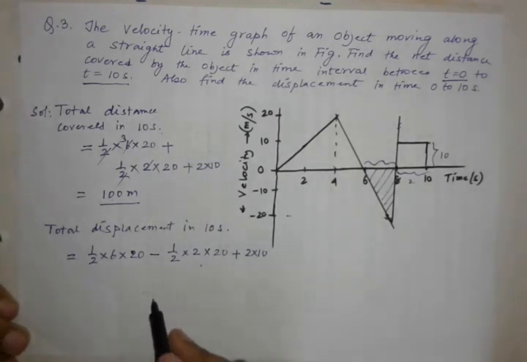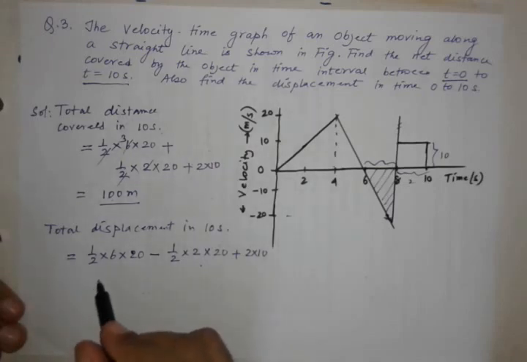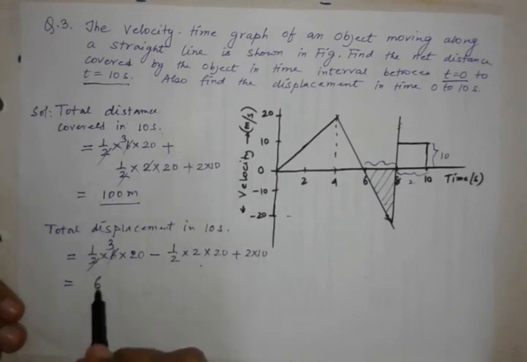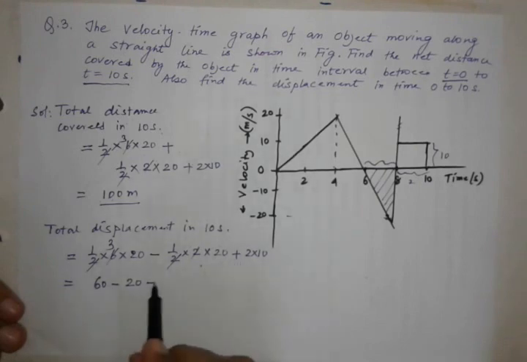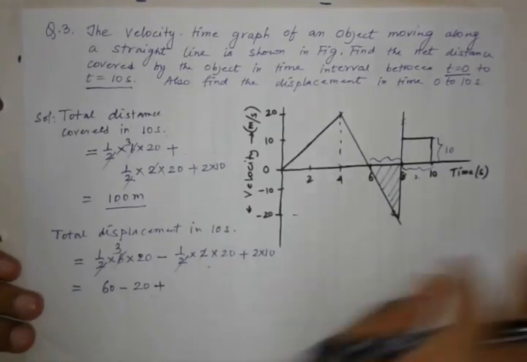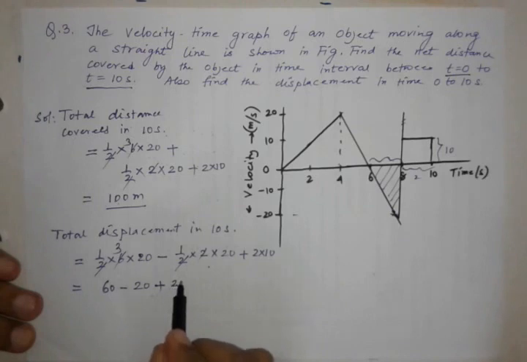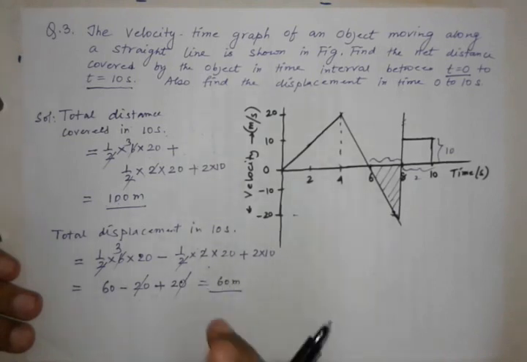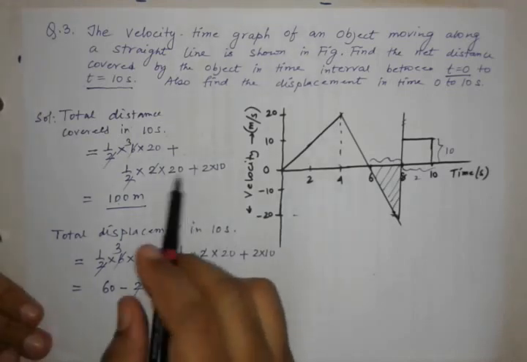So how much will be the answer? So this one is 3, then this comes 60, then this one is minus 20, then plus 20. So this 20 and 20 will get cancelled, we will get only 60 meter answer. So this is your answer, displacement is 60 meter. Now do the calculation.